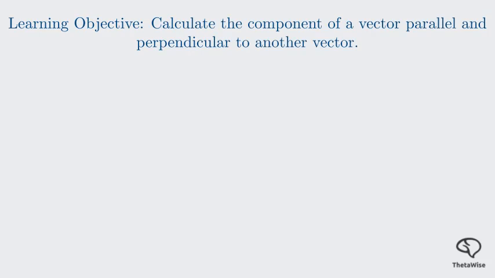Imagine a force vector F and a displacement vector D. The work done is the part of the force that acts in the direction of the displacement. This is a classic component problem. More generally, for any 2 vectors A and B, we can ask for the component of A in the direction of B. This is the length of the projection of vector A onto the line containing vector B.